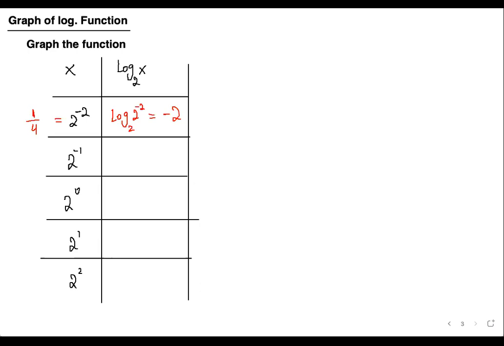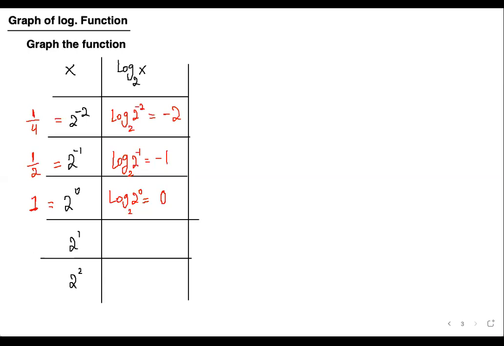For the second one, logarithm of this number, what is the answer? Logarithm of 2 to the minus 1 of base 2 is -1. This is correct. And what is the value for this? 1 over 2, correct, 1/2. Now 2 to the power 0, this is equal to what? 1, always. Any number to the power 0 is always 1. Logarithm of 2 to the power 0 is 0.